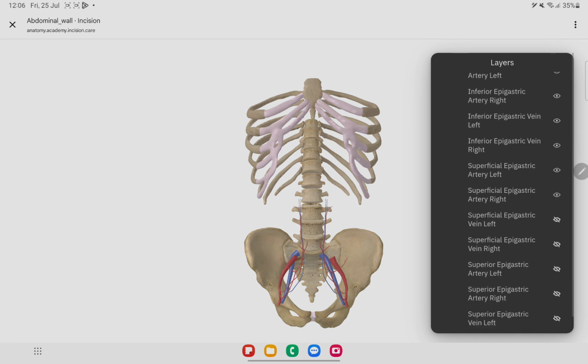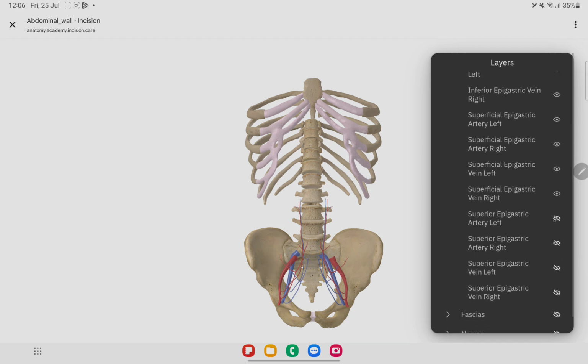This is the left superficial epigastric vein here, and this is the right superficial epigastric vein. This is the left superior epigastric artery, and this is the right superior epigastric artery. This is the left superior epigastric vein, and this is the right superior epigastric vein.